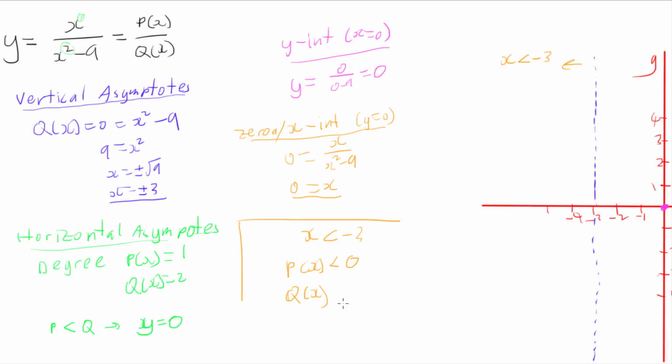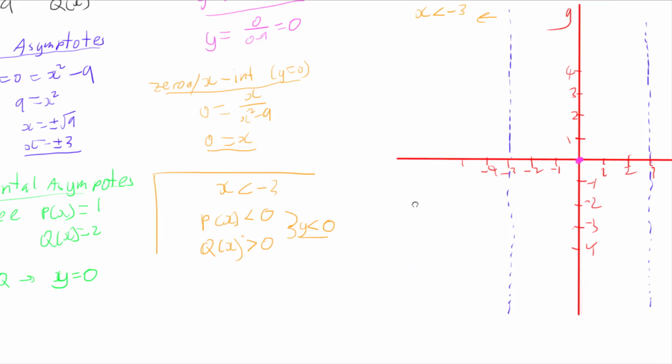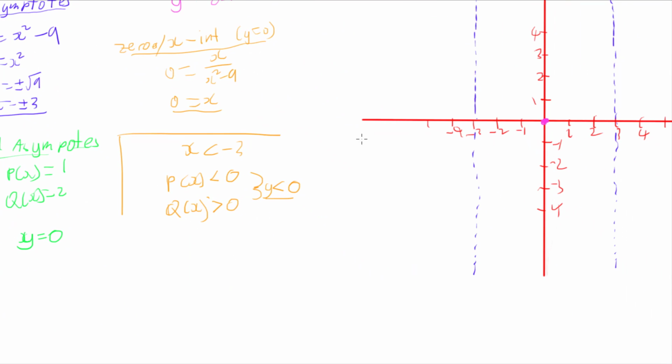And q of x, when x is less than -3, well, that's going to be a big x squared number, minus off a little bit, 9, so that's going to be positive. So that means that overall my graph is going to be, well, I've got a negative divided by positive, so overall my graph is going to be less than 0. So that means it's going to stay below my horizontal axis.